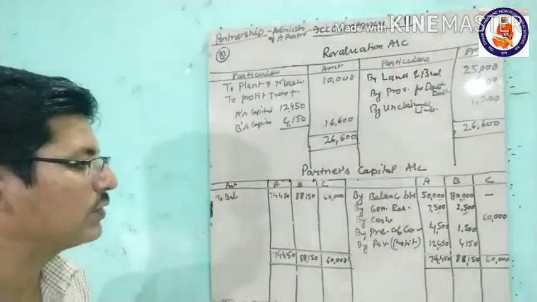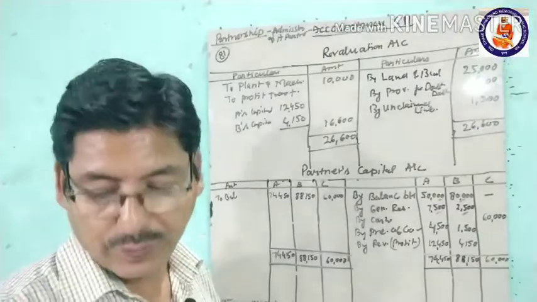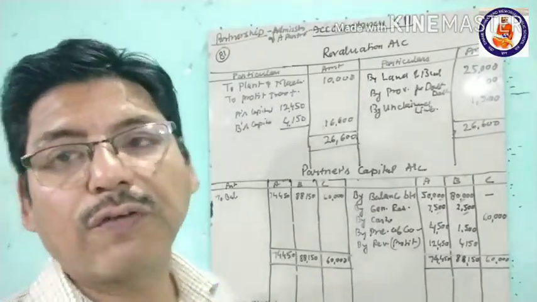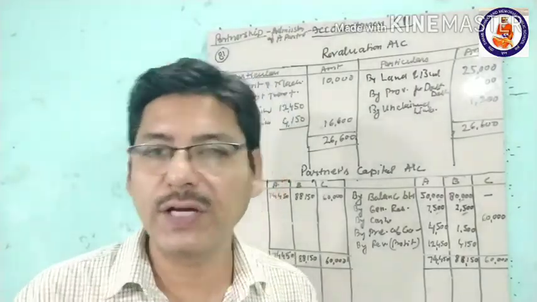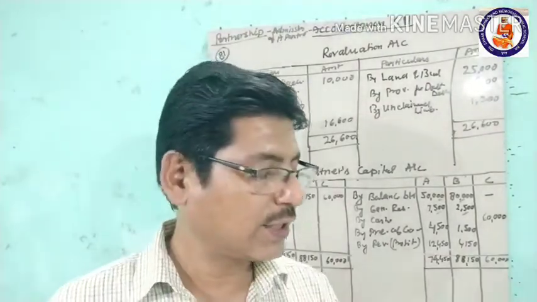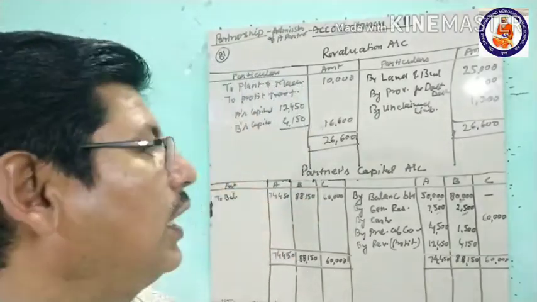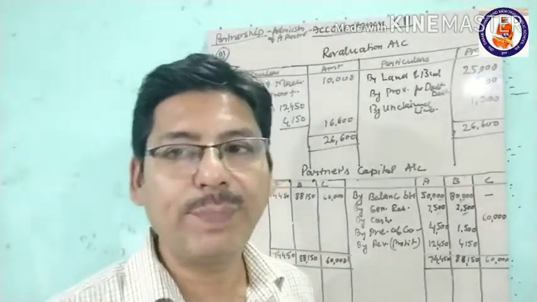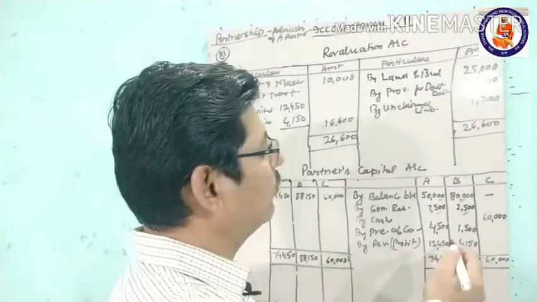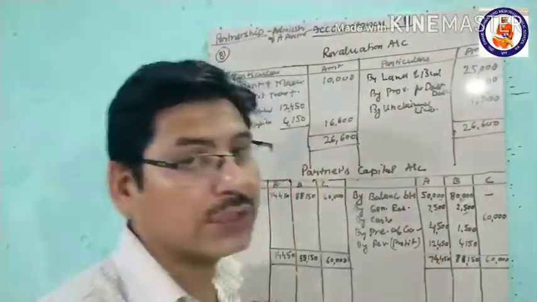So here the goodwill of the firm was valued at 24,000. He is coming for 1/4 share, so 24,000 divided by 4: 4 sixes are 24. So he will bring 6,000 as his share of goodwill. So premium of goodwill is 6,000, which will be distributed among the old partners in their sacrificing ratio.